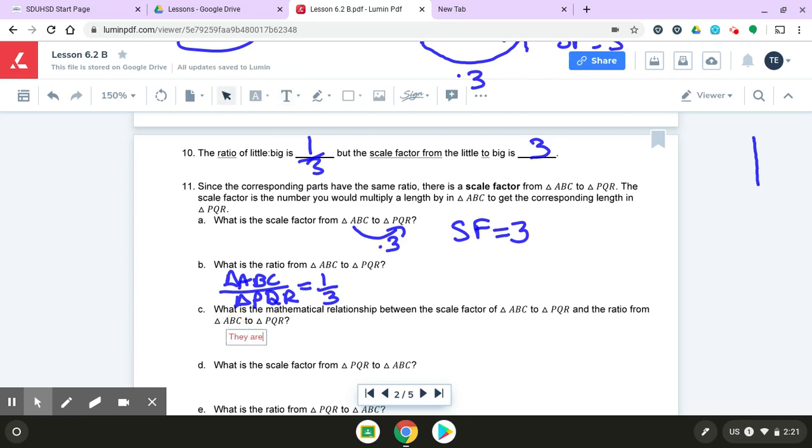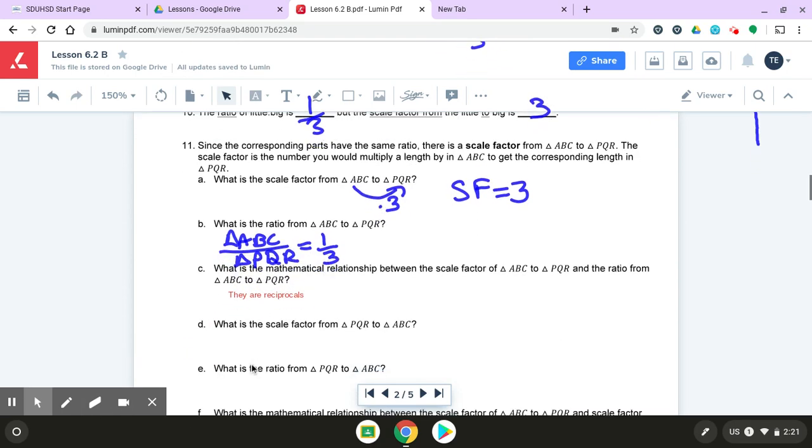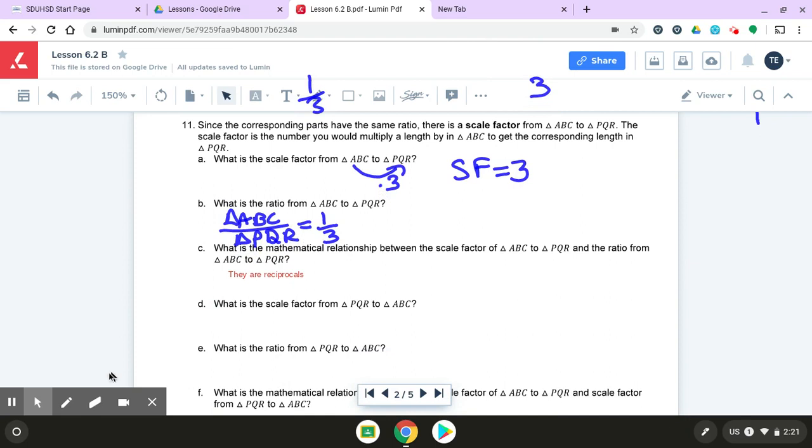They are reciprocals. Okay. Now going the other way. It says, what's the scale factor from PQR to ABC? Well, now we're going from the big triangle to the little triangle. So we're going to get smaller. So here I would not be multiplying by 3, but I'd be multiplying by 1/3.